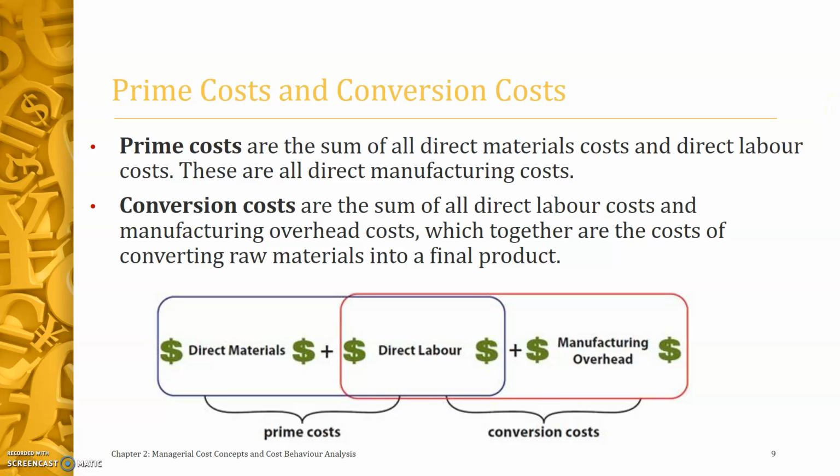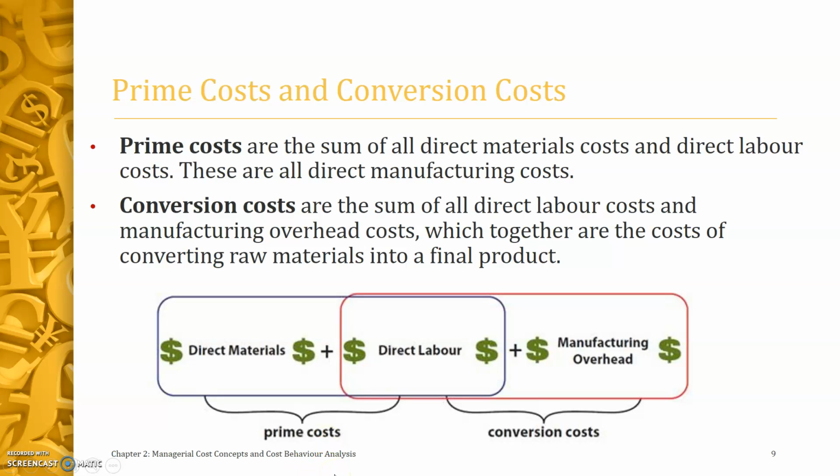Let's look at prime costs and conversion costs. Recall that we covered three classes of manufacturing costs, namely direct materials, direct labor, and manufacturing overhead. Prime costs are the sum of all direct material costs and direct labor costs. These are all direct manufacturing costs. Let's look at the chart on this slide. Direct materials plus direct labor is equal to prime costs.